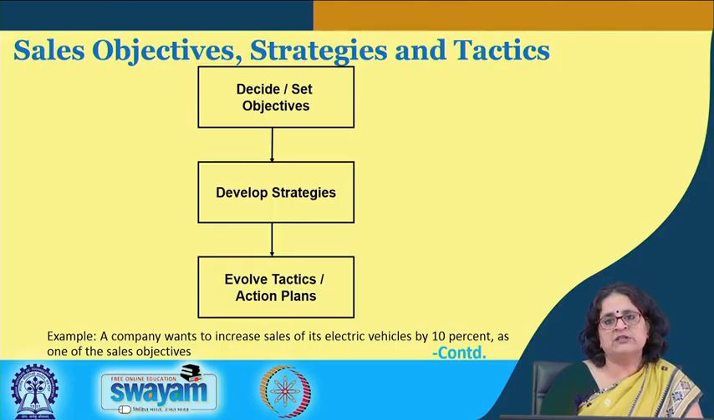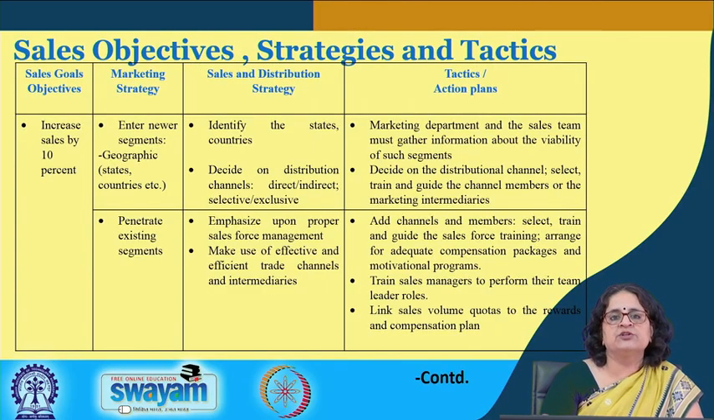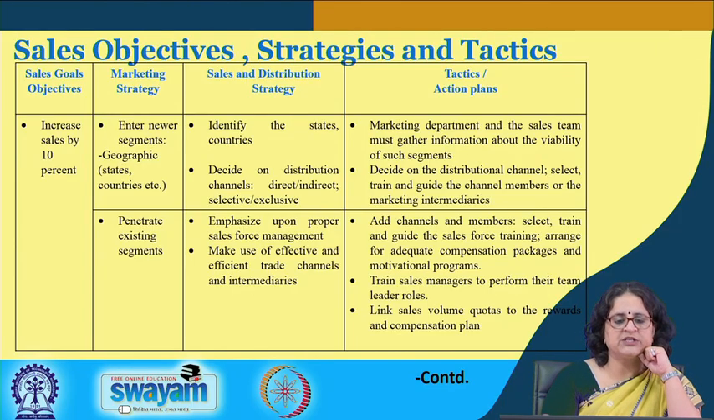So a company, for example, may want to increase its sales of its electric vehicles by 10% as one of its sales objectives. So what does it do? It can enter new market segments. So the broad sales goal or the broad sales objective here is to increase sales by 10%.